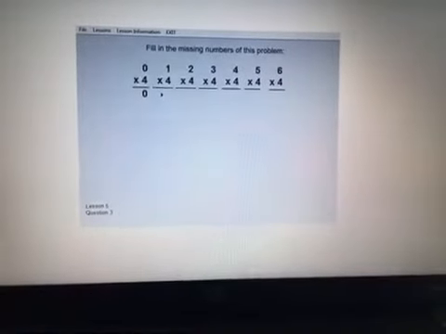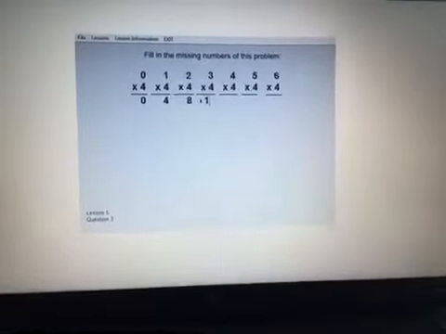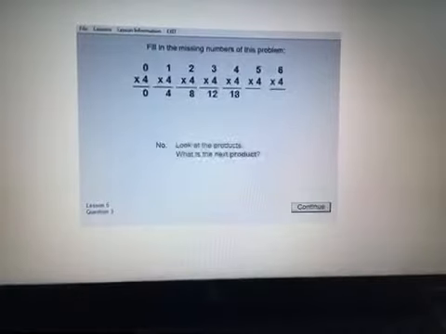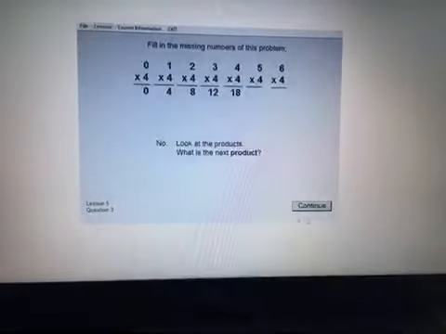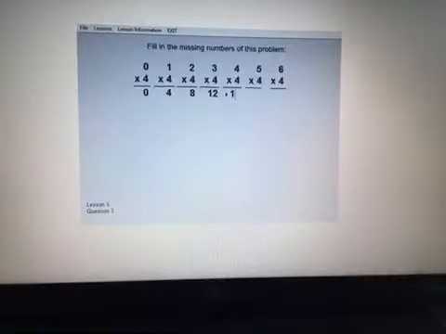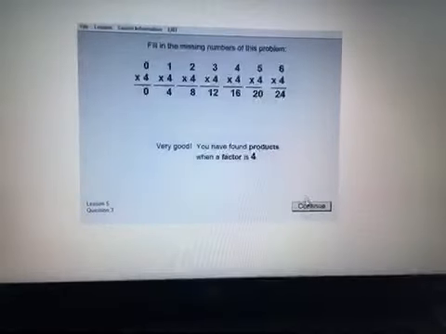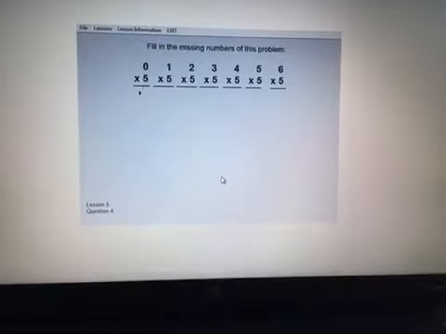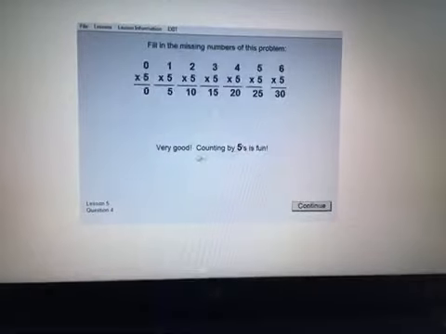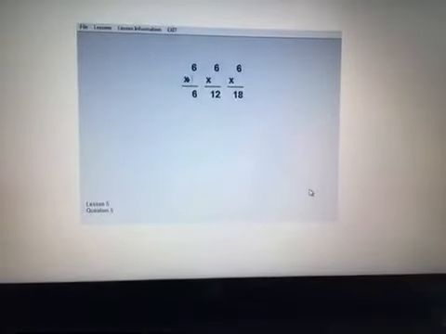Factors of 3. Here we go to the factors of 4. Now we're doing factors of 5, so hopefully this will become much, even though it's quite difficult, much more readily understood. Counting by 5s is fun. Here we do 6.